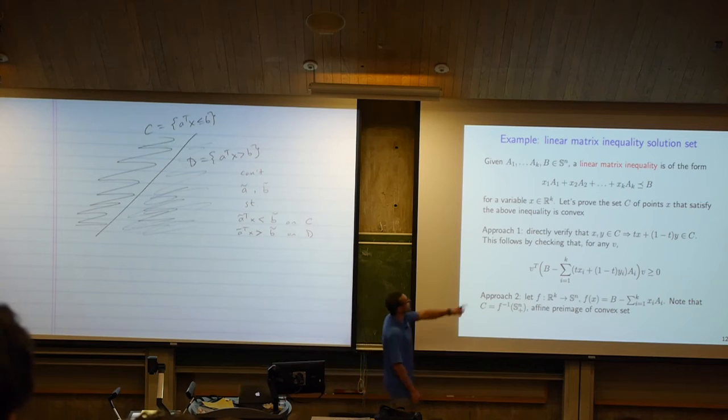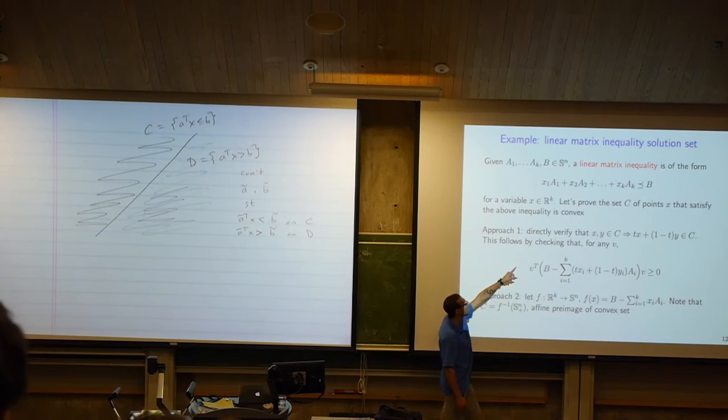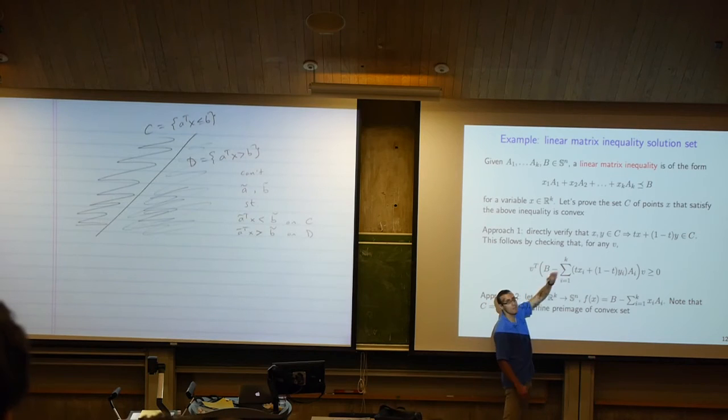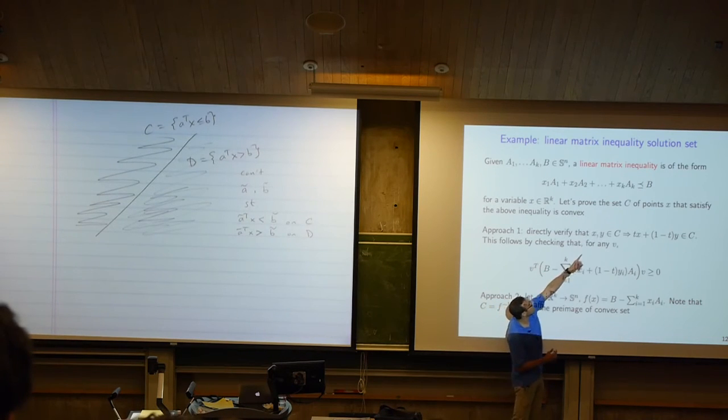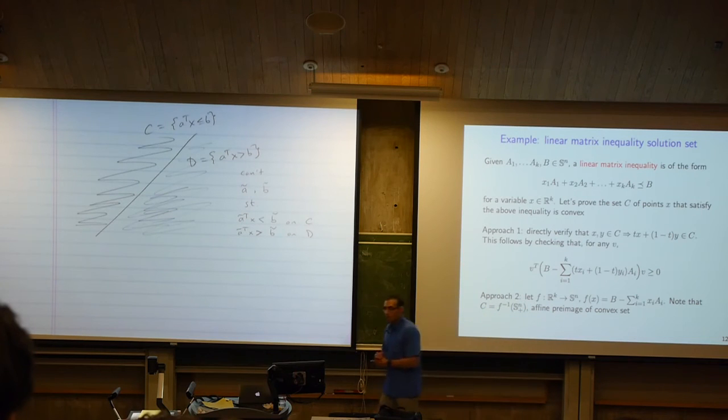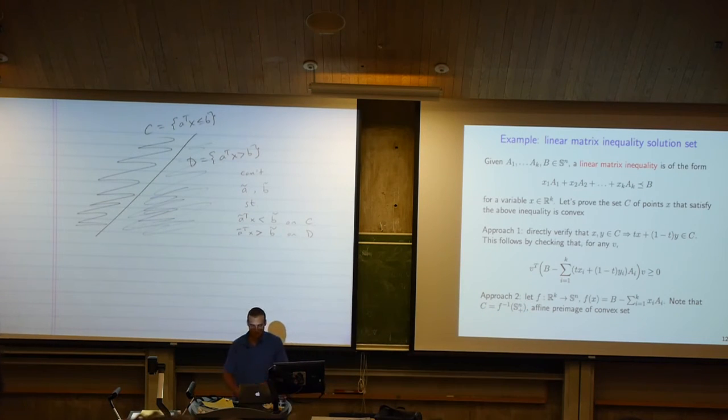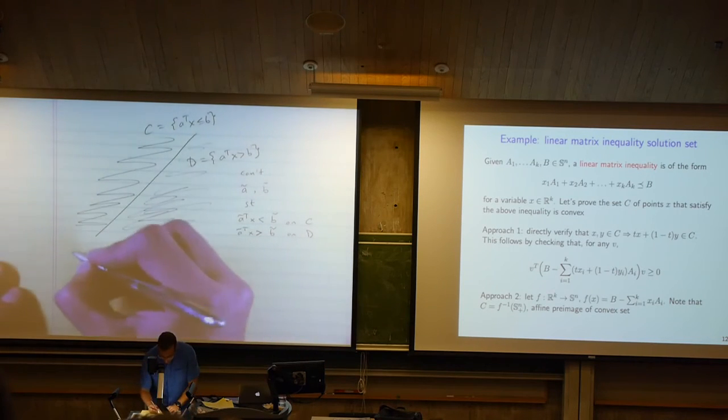I'm saying let's look at all the points x for which, if I take x1 times the whole matrix A1 plus x2 times the whole matrix A2 all the way through xK times matrix AK, that thing is curly less than or equal to B. What that means is that if I take B and I subtract this matrix from it, that thing is positive semi-definite. That's what that means.